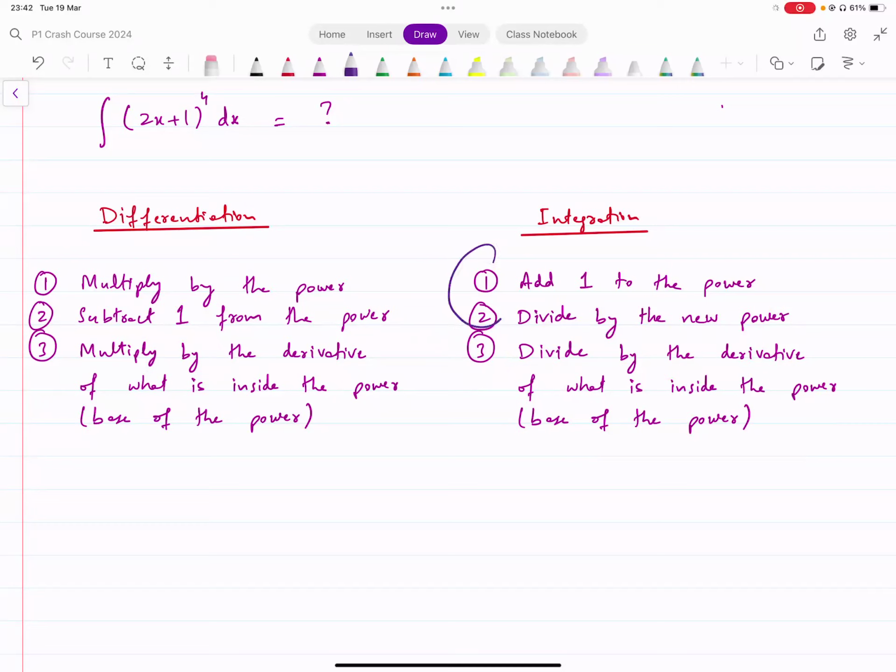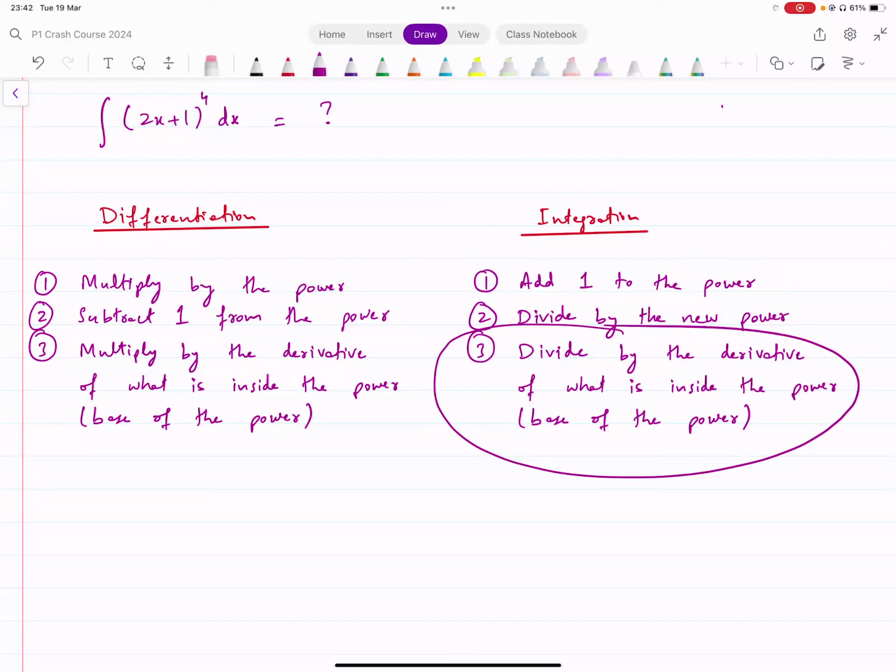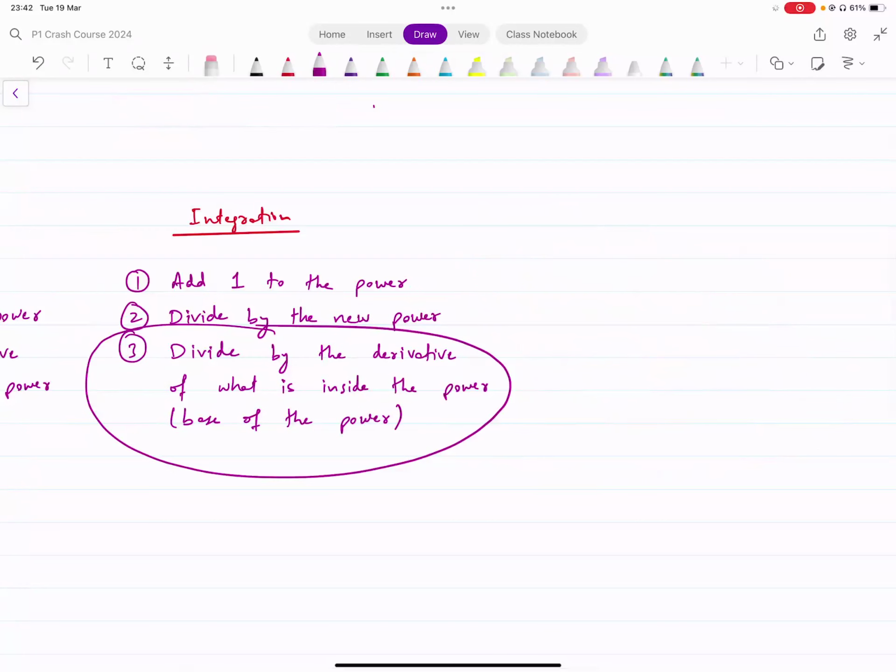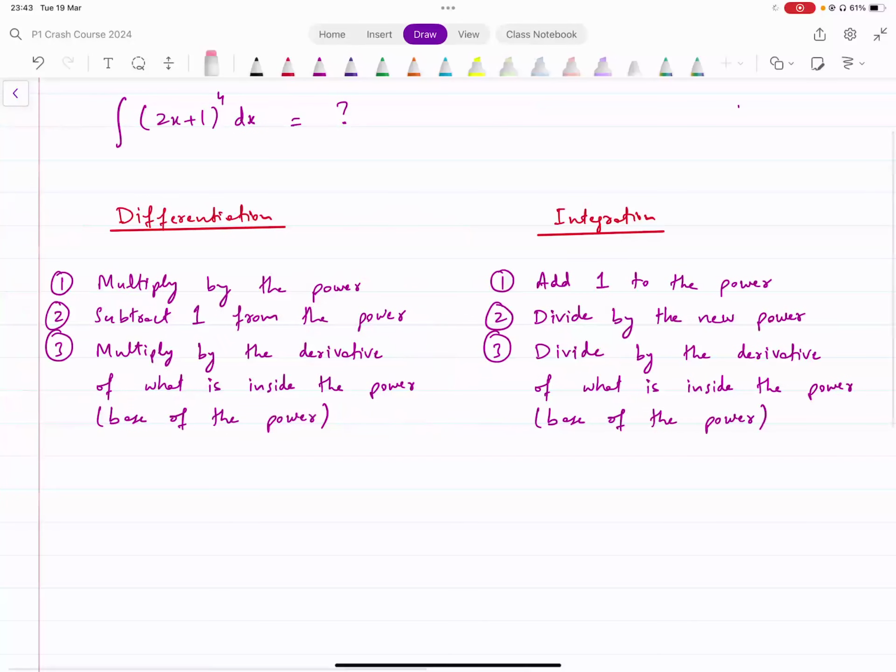The 1st and 2nd steps were connected to each other. Why? Because we were supposed to add 1 to the power, and then what we got after adding 1 to the power, we had to divide by the new power. So in that case, the order was important. It's important to add 1 to the power first and then divide by the new power. But the 3rd step is kind of a standalone step, as in it does not really depend on the other 2 steps. It doesn't have anything to do with them. The 3rd step can be done at first or at the end. It does not make any difference. All right. So the order for the first 2 steps is important. For the last one, it does not make much difference.